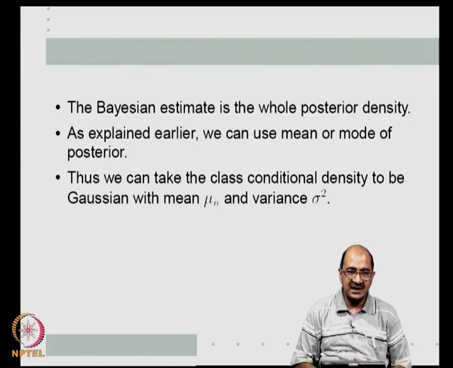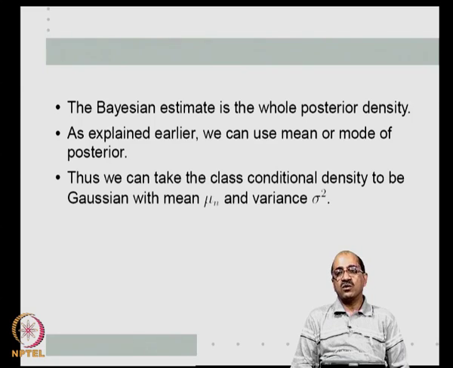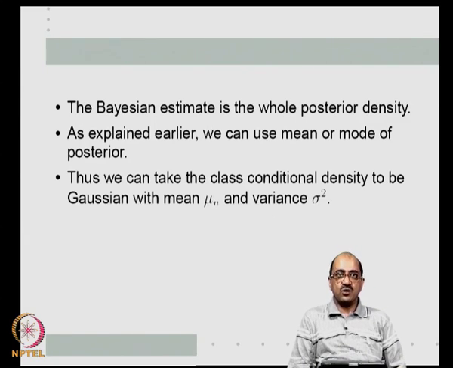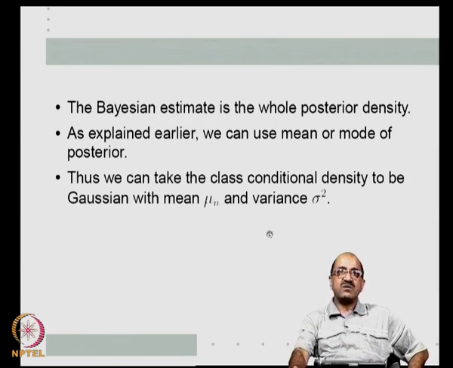That means, my class conditional density, I am originally assuming it to be normal with mean mu, which is unknown, and variance sigma square, which is known. Now, my estimate could be simply the mean or mode of the posterior. That means, I can simply take my class conditional density to be Gaussian with mean mu n and variance sigma square. This is one thing I can do. I can simply take the mean or mode of the posterior density as the parameter value, which happens to be mu n, and hence I will say my final class conditional density is Gaussian with mean mu n and variance sigma square, because I started with a model where sigma square is known.